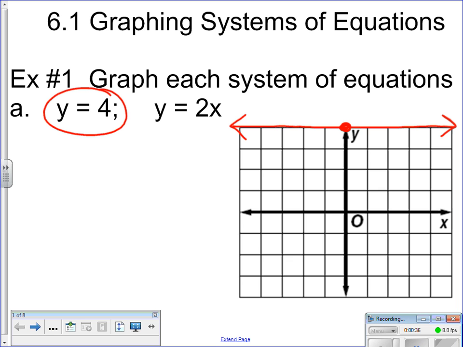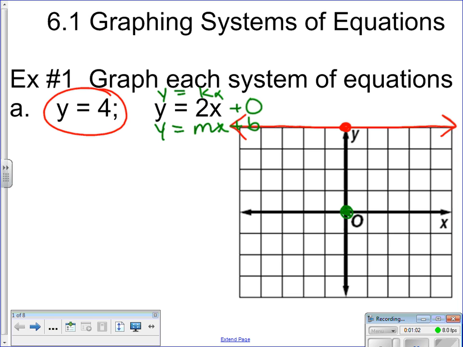The second line, you should recognize this from direct variation. This is y equals kx, or y equals mx plus b. If you notice, there's no number after the x, so the b is 0. So put a dot at 0.